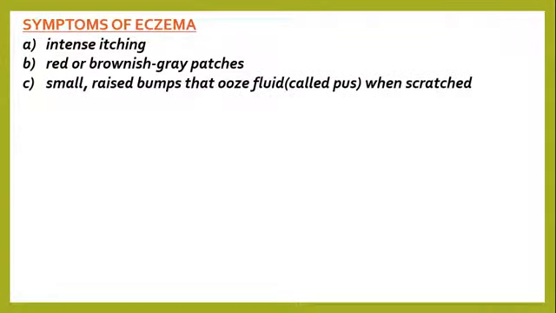There will be small raised bumps that ooze fluid, called pus, when scratched. In other words, when you scratch the raised bumps, you see some yellowish liquid coming out of them. That's called pus. Then thickened, scaly skin, as you saw in the picture under the lesson starter. I hope you don't want to fall victim to this unpleasant skin disease.